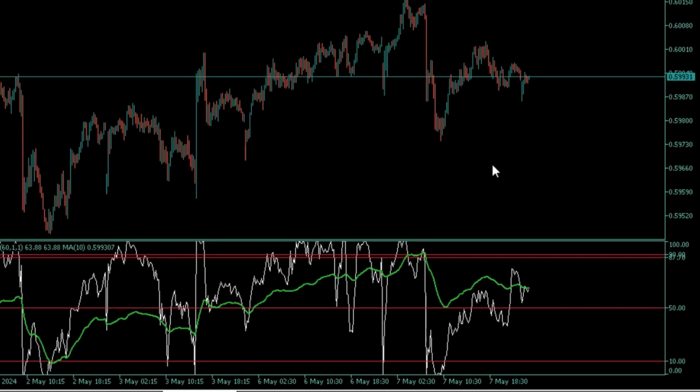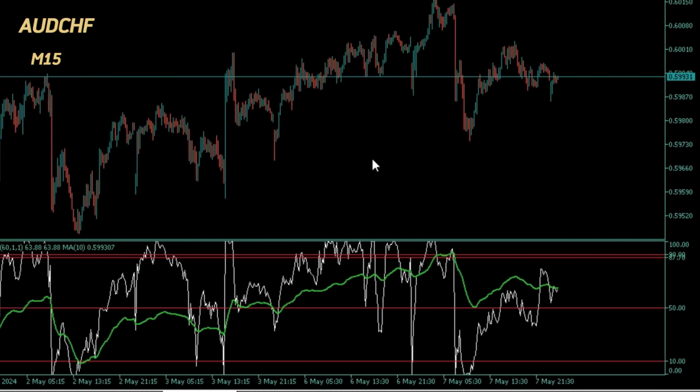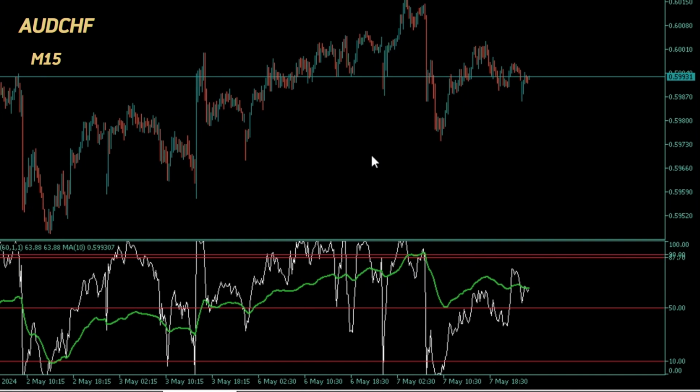So guys, let's look at the next chart. This is AUD/CHF and this is a 15-minute time frame. Let's look at the conditions for the buy trade. The first condition is the signal line, which is the white line, must cross both the 10 exponential moving average and the 10 level at the same time. This is the 10 level of stochastics. Then the second condition is the 10 exponential moving average should be crossed first, then the 10 level of stochastics. Then the third condition is the 10 exponential moving average should be crossed when it's below the 10 level.